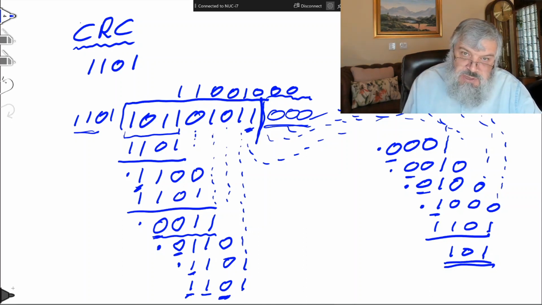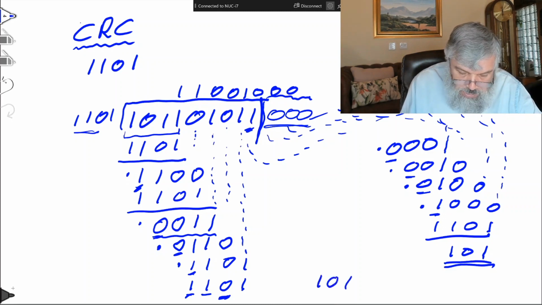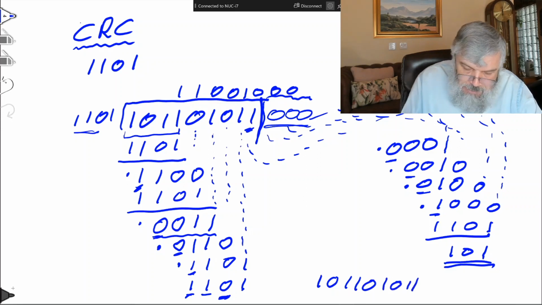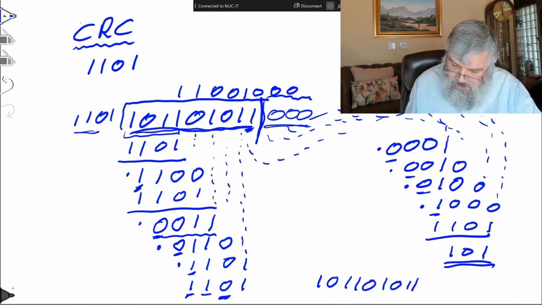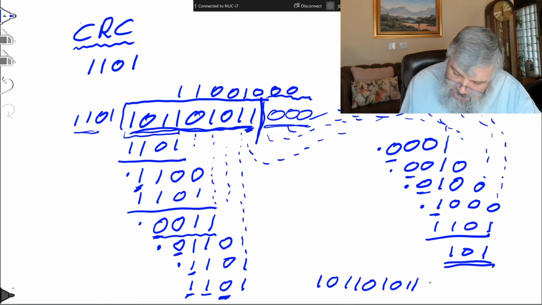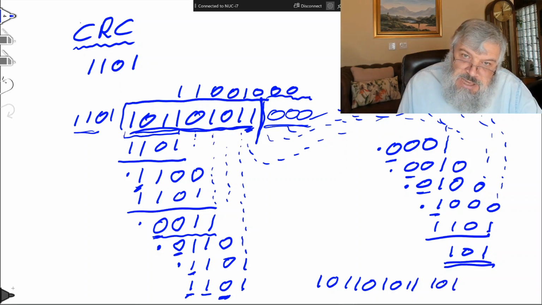So the value that I will actually transmit is 10110101. It's the original data that I started out with. That is what I want to transmit. And then in the place of the 3 bits that I added initially, the 3 zeros, I now add the CRC. And this value is now protected.